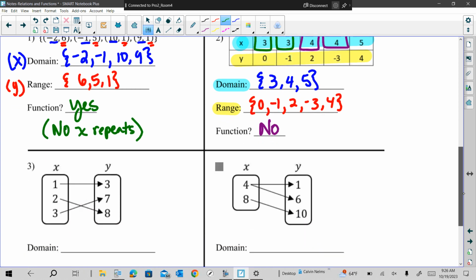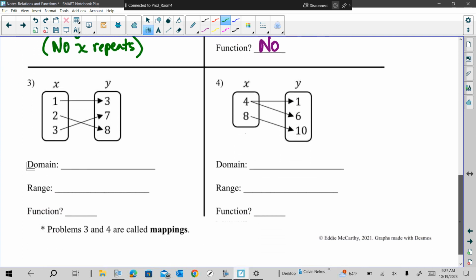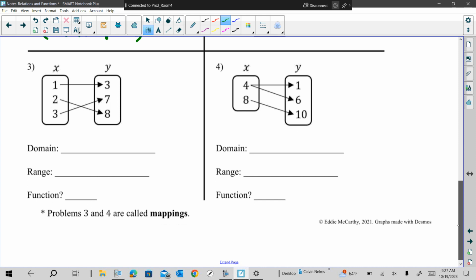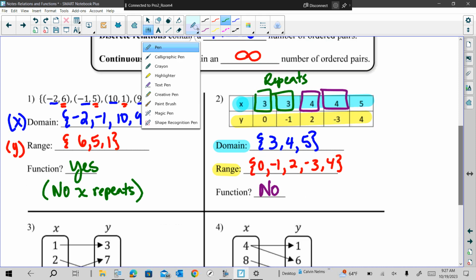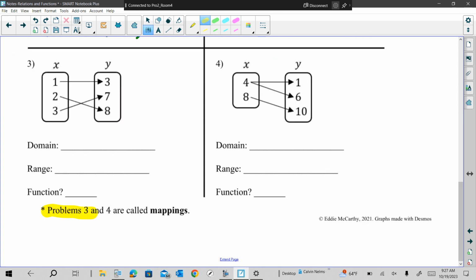Now this is also showing a relationship. 3 and 4 is what we call mapping. So highlight this down here. Problems 3 and 4 are called mapping. When we do a mapping, the first set is your x's, which is your domain, and your second little group is your range.